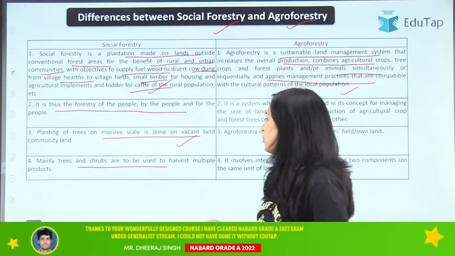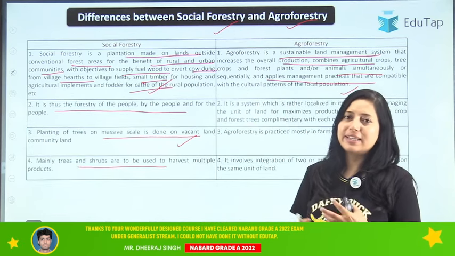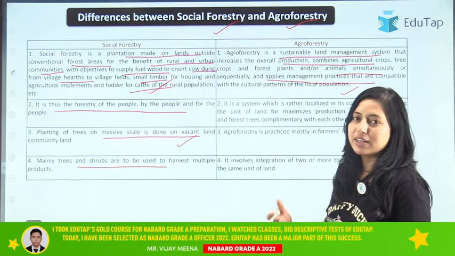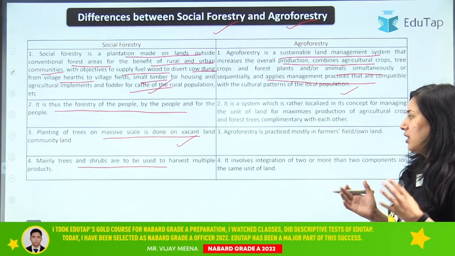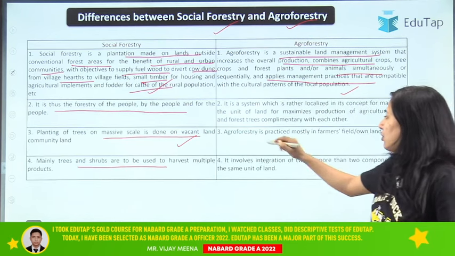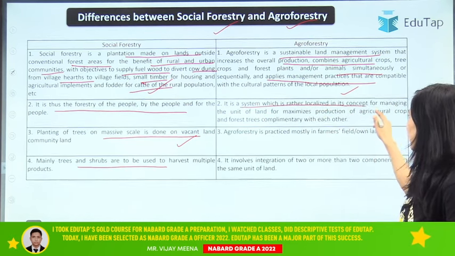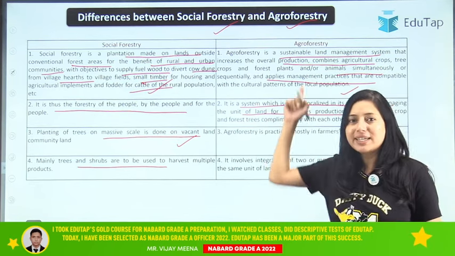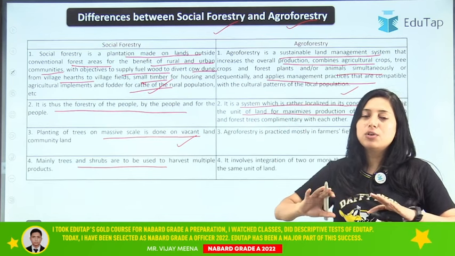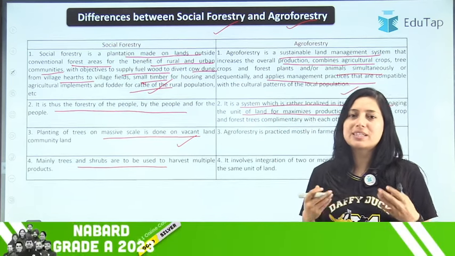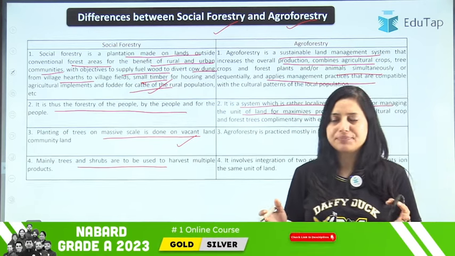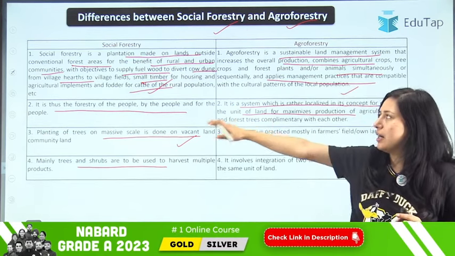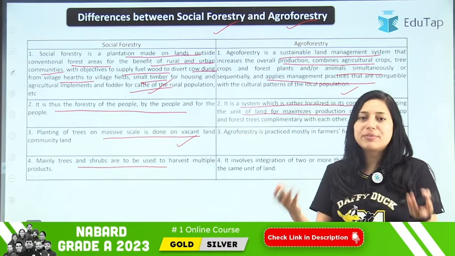Mainly trees and shrubs are used to harvest multiple products. So here we use trees or shrubs so that we can get multiple harvests from them. Talking about agroforestry, it is a system which is rather localized in its concept for managing a unit of land for maximized production. So the objective of agroforestry is to maximize the output from a piece of land. Here the objective is personal benefit, right? But the objective of social forestry is the benefit of people.